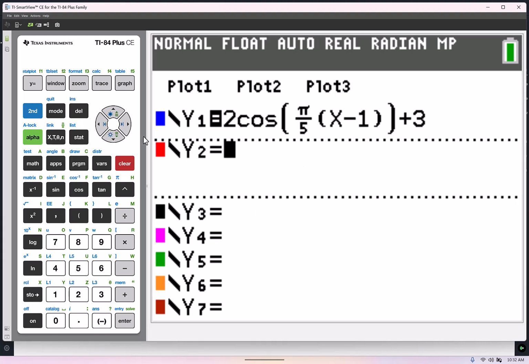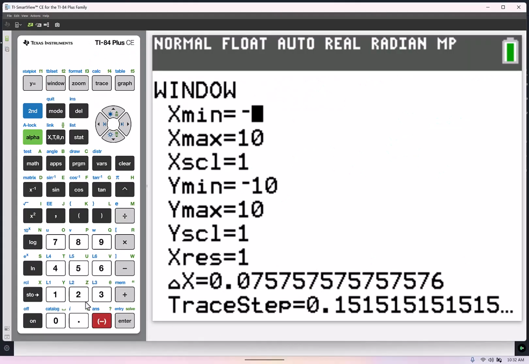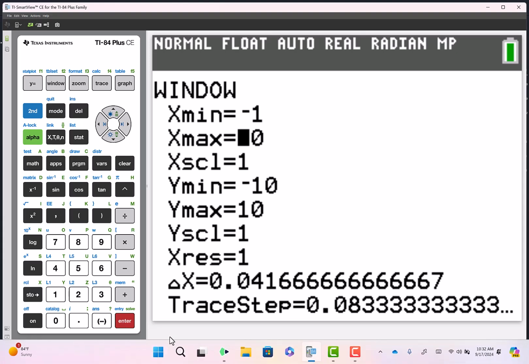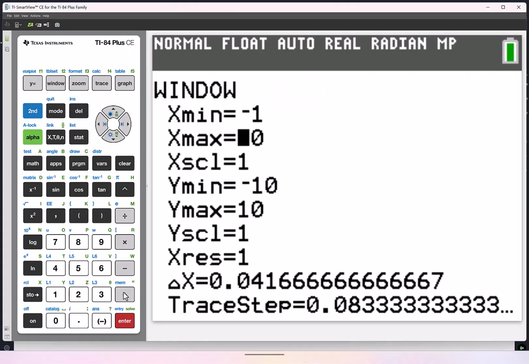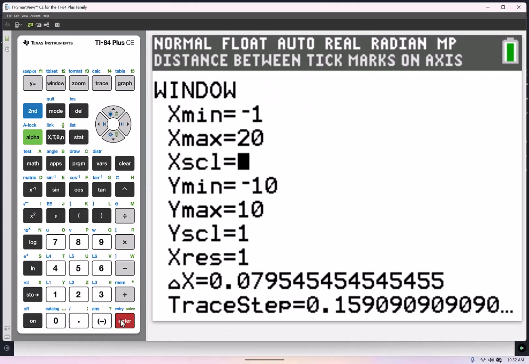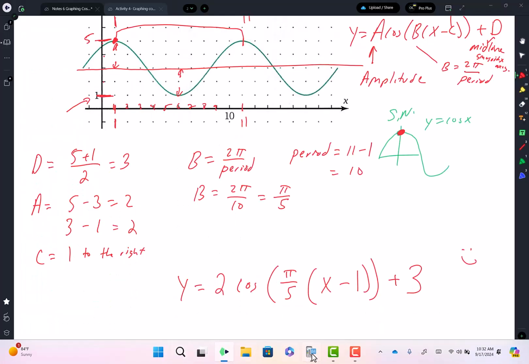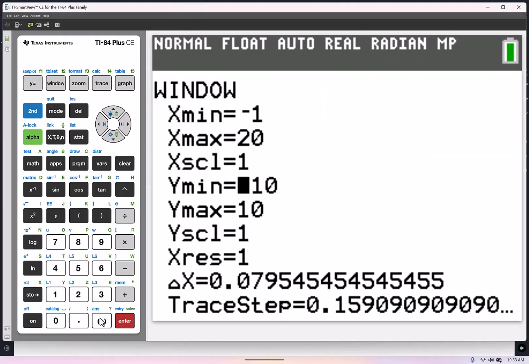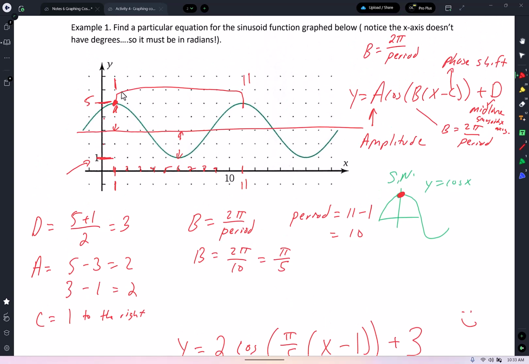Okay. Here we go. Click on window. Let's see. What is my smallest value? I see -1, so I'm going to put -1. For x max, let's see. I go all the way 10, 11, 12, 13, 14, 15, 16, 17, 18. I'm going to put like 20. X scale by 1, that's fine. Y minimum. It looks like it's -1 here in my little scale here. -1. Y max. They go all the way 5, 6, 7.